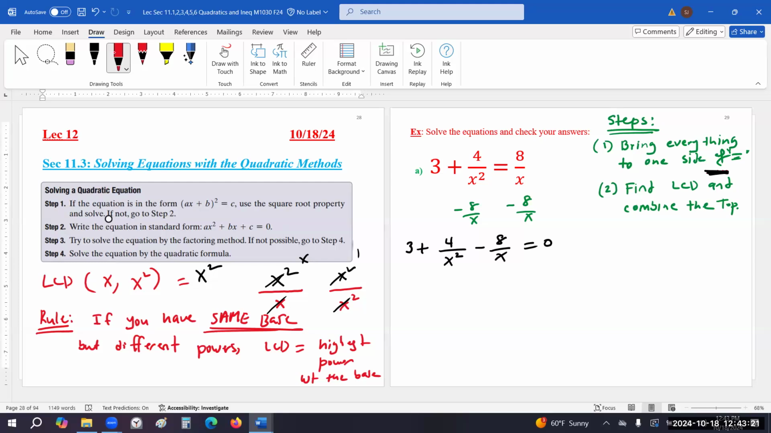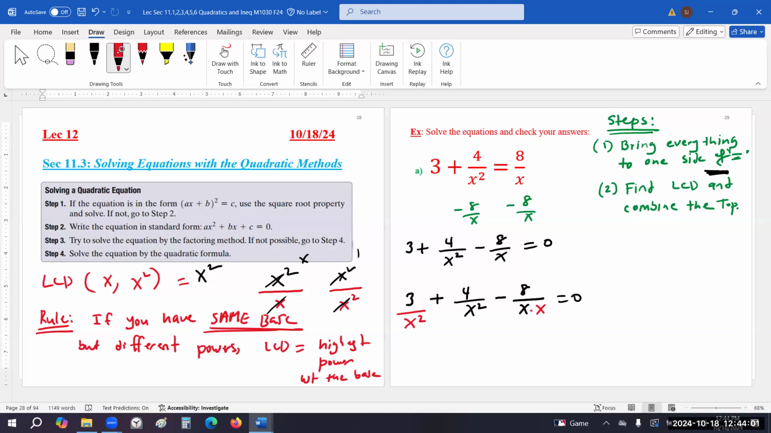Well, why do we care? We care because we want, let me write this down again: 3 plus 4 over x squared minus 8 over x equals 0. We care about the LCD because we want the same thing here, here, and also here. We want the same denominator on every term. That's why we figure out what same denominator we want, and we find out we want x squared. It doesn't have any denominator, but we want x squared there.